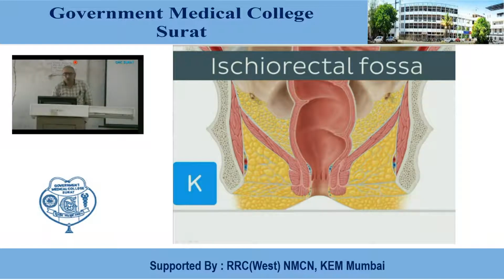Now we are going to discuss the walls of the ischiorectal fossa. First, the lateral wall of this ischiorectal fossa is bounded by the obturator internus muscle, with its covering fascia, that is the fascia covering the obturator internus. So this is the lateral boundary. Now the medial boundary is a sloping boundary. This sloping boundary is formed by the muscles of the pelvic diaphragm, and in the lower part it's the external anal sphincter.